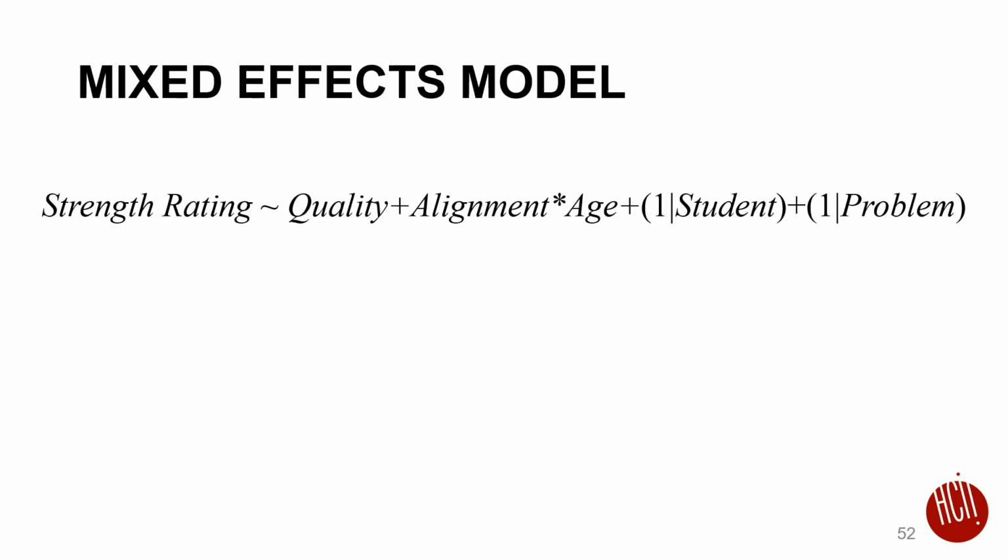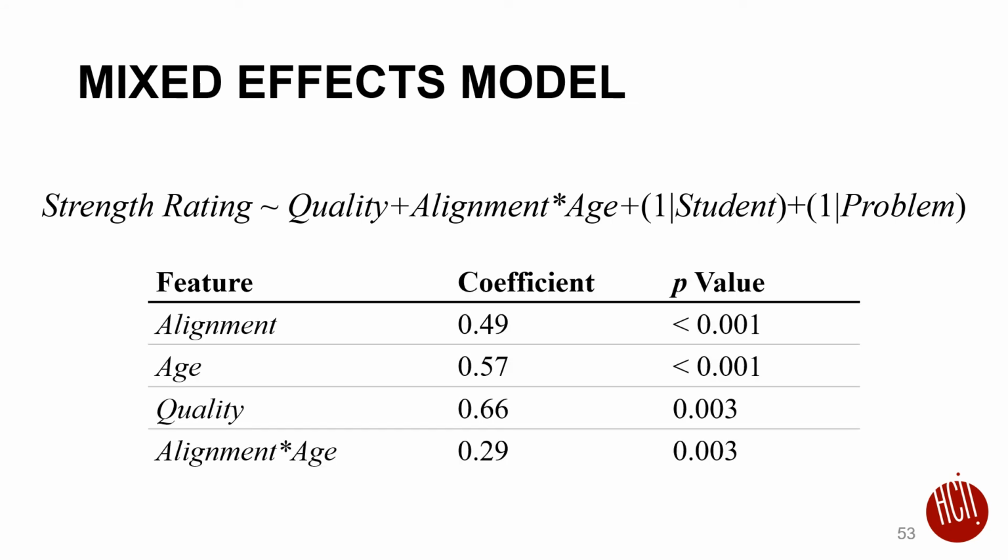We tested the impact of alignment on a participant's ratings of argument strength with a mixed effects model, with strength rating as the outcome measure, quality, alignment, and age as fixed effects, and student and problem as random effects. Note that we include an alignment by age interaction term due to known interactions between these two features. Here are the results of the model. We can see that alignment is predictive of ratings of strength, and the interaction term is also predictive, suggesting that there is a relationship between bias and age that has been observed in other studies.